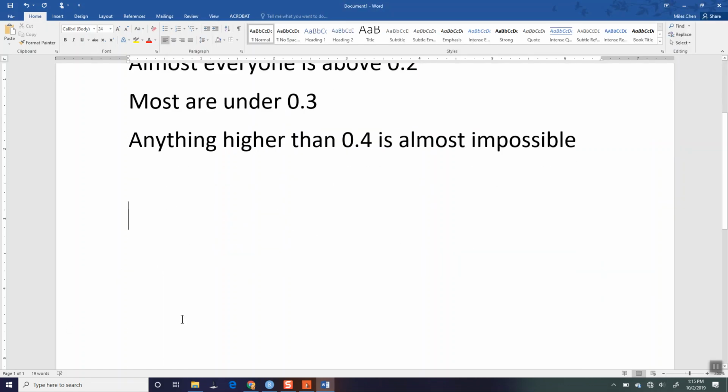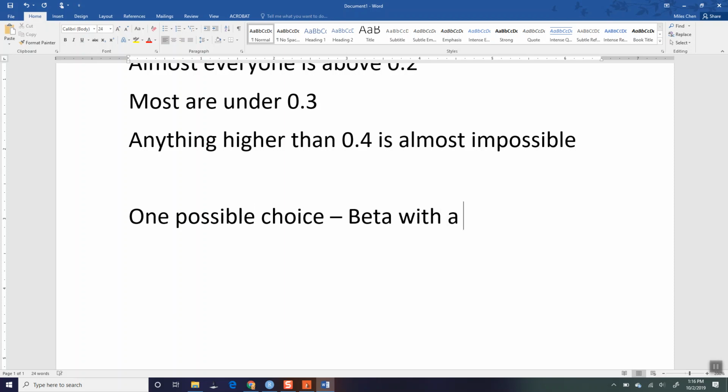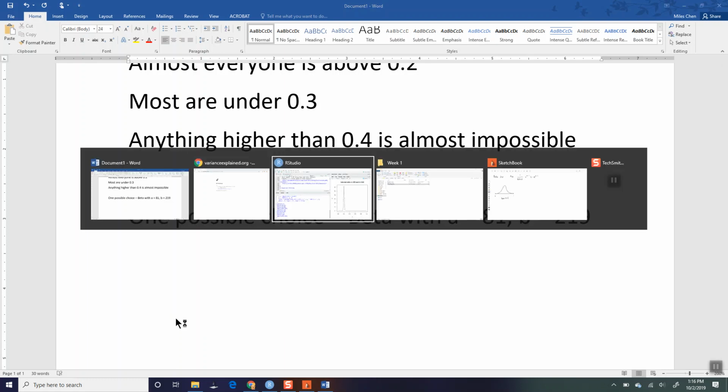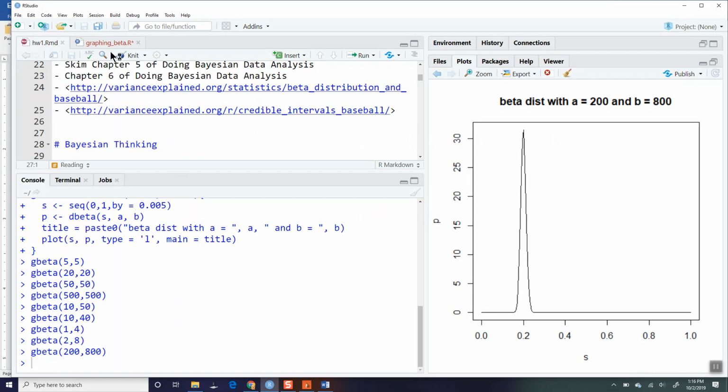Okay, so one possible choice is beta with A equal to 81 and B equal to 219. If you look at this, 81 and 219 add up to 300, and 81 divided by 300 is around 27%. In my opinion, this is a little bit optimistic about batting averages.